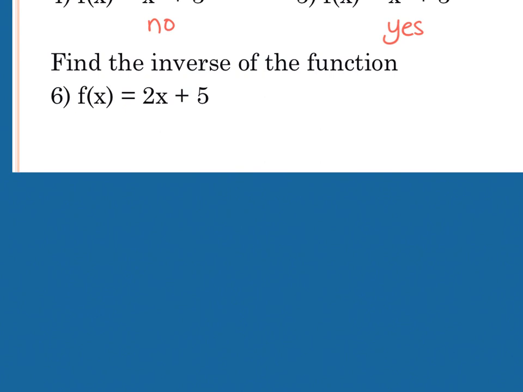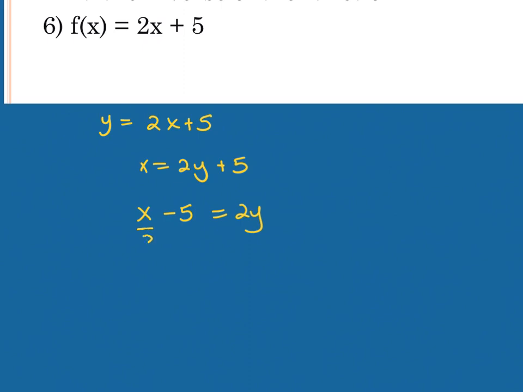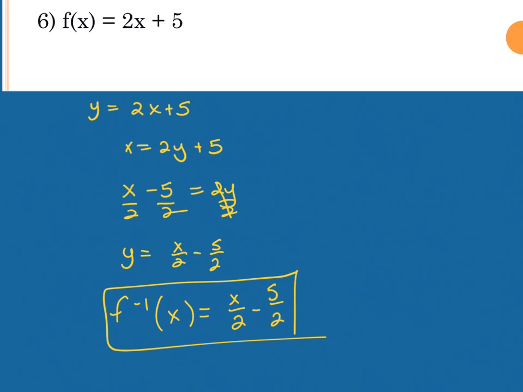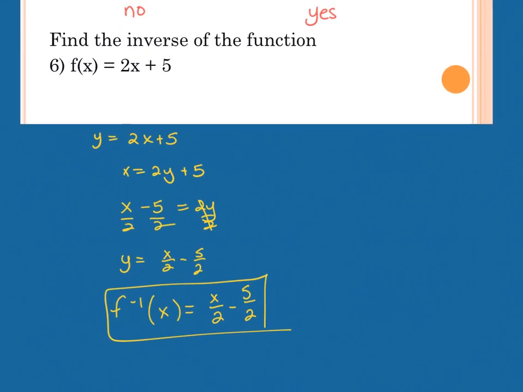So the first thing we're going to do is rewrite it with y in place of the f of x. Then what's the next step? Switch the x and the y. Then I'm going to solve for that new y. So x minus 5 equals 2y. And then divide both parts by 2. And I get y equals x over 2 minus 5 halves. And then the last step, which you're not going to forget to do because you'll lose points, is replace the y with your f negative 1 of x. Because it is no longer that same equation. We changed it, which is why you can't leave it as y.